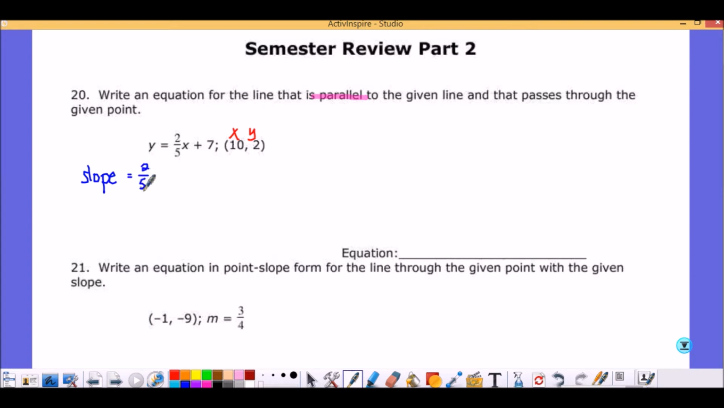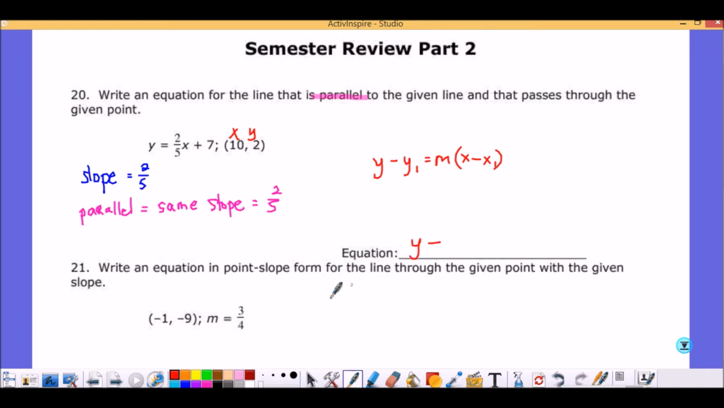And just like the previous instructional video, we talked about the parallel slope. So the parallel slope means the same slope. So it is also going to be 2 over 5. Alright, so now I need my equation. It's going to be y minus y1 equals m times the parentheses x minus x1. Alright, so now I'm ready to write the equation.